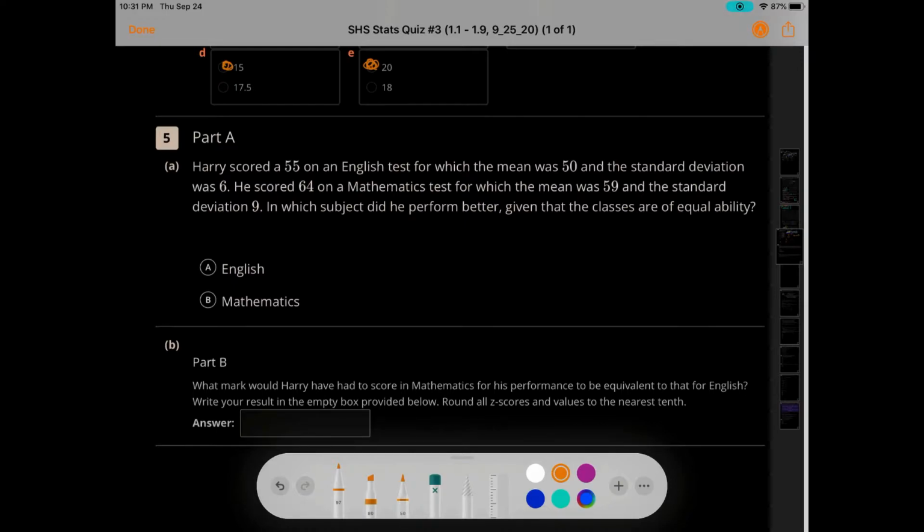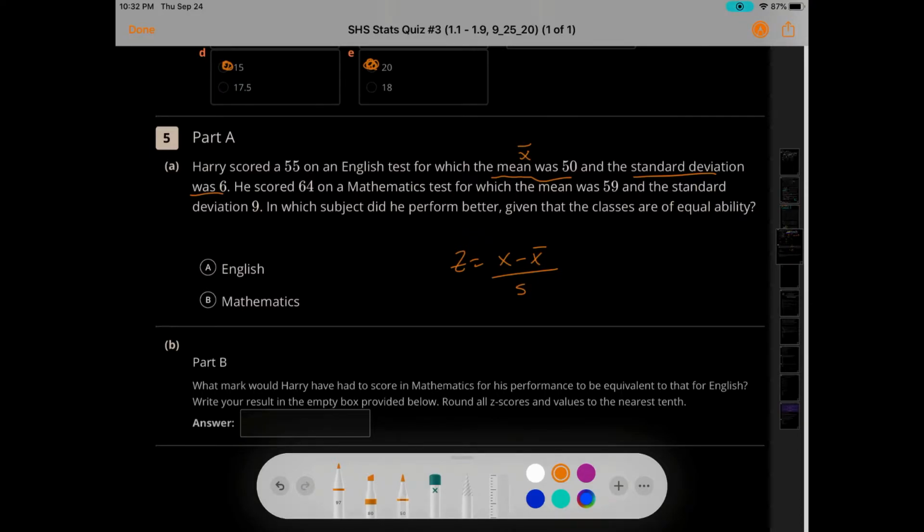Alright, question number 5 has a bunch of stuff here. Harry scored a 55 on an English test for which the mean was 50. Okay, I'm going to underline this one. Mean. And the standard deviation was 6. Here's some good news. You guys have not put those together. We have only done z-score, z equals x minus x bar over the standard deviation. Oh, you can do that. Duh. I just said the formula. And standard deviation is 6. So z-score equals x minus x bar over the standard deviation.